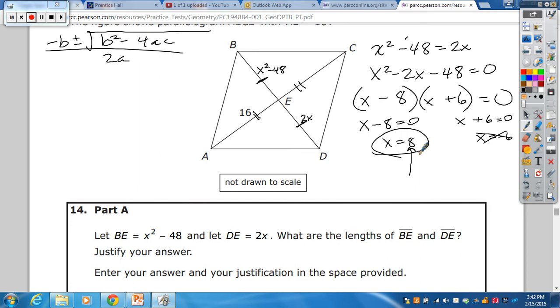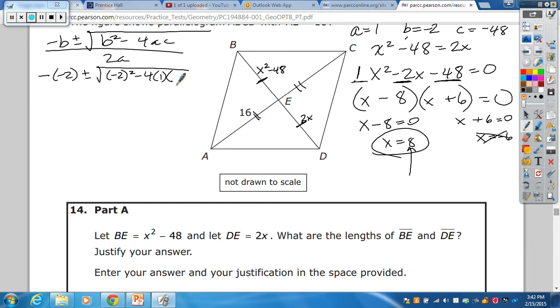To use the quadratic formula, remember you're going to take a is equal to 1, b will be equal to negative 2, and c will be equal to negative 48. I'm just getting those from a, b, and c. Okay? I can plug that in over here. Negative b plus or minus radical b squared minus 4ac all over 2a.